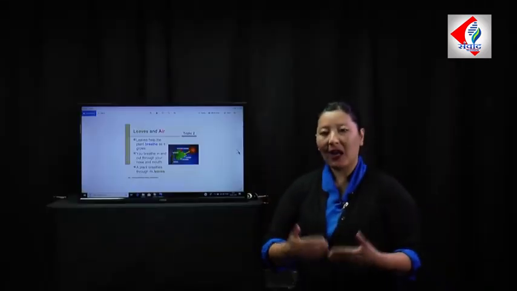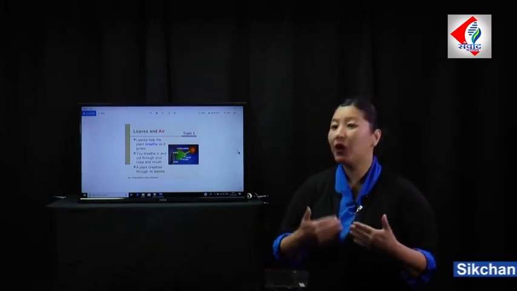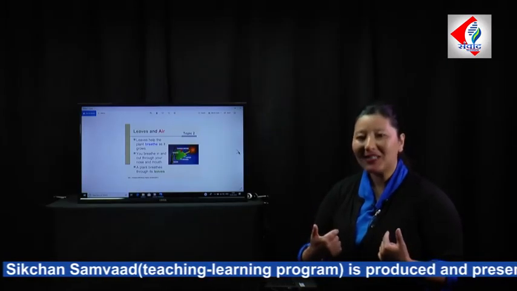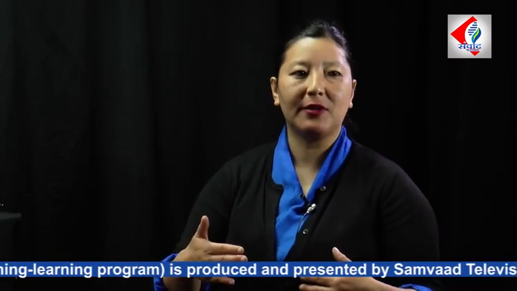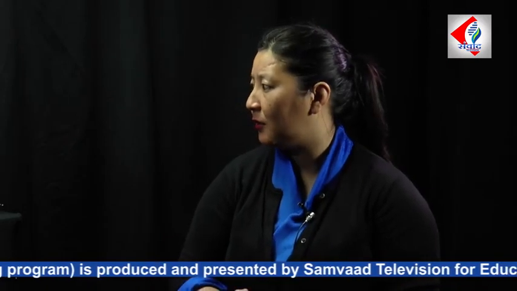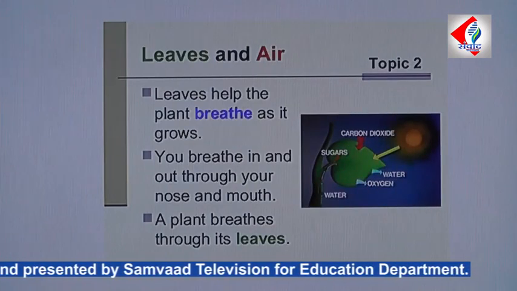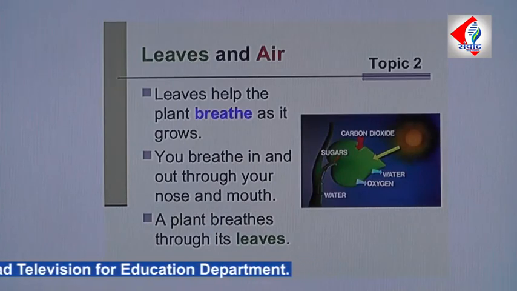In the beginning of this class, I had told you to breathe in and to breathe out. In this process, we are exchanging gases. We are taking in oxygen, we are giving out carbon dioxide. In a similar manner, leaves also exchange gases. But the only difference is that we take in oxygen and give out carbon dioxide, while plants take in carbon dioxide and give out oxygen. You can see a picture here. Leaves help the plant to breathe as it grows. So a plant breathes through its leaves.